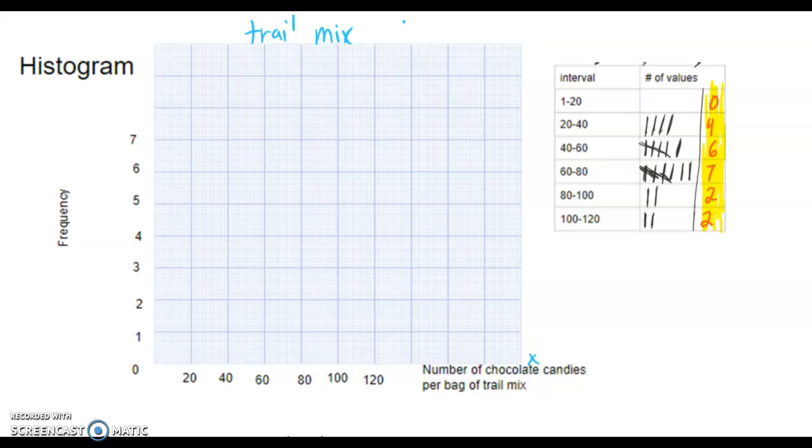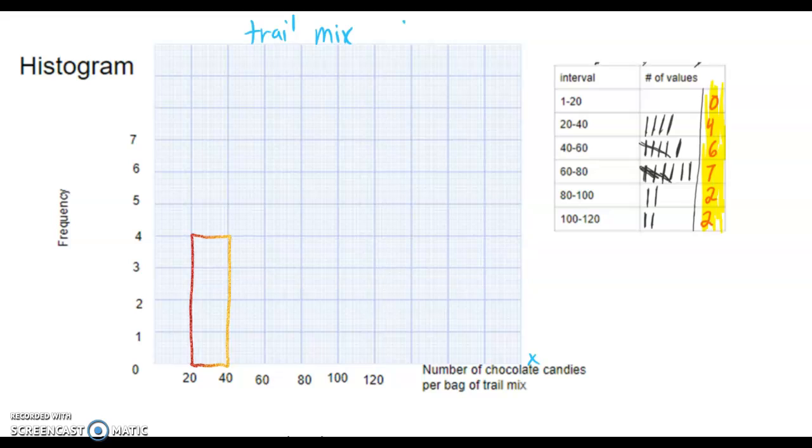So, for example, our bin for this first one is 0. So it's not going to be any certain height at all. We're just going to leave it. Now 20 to 40, we have a bin height of 4. That means there were 4 numbers that fell between 20 and 40. So I'm going to go up all the way to 4, and I'm going to come back down. And there is my first bin.